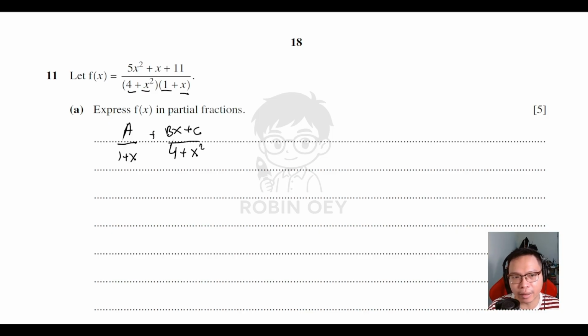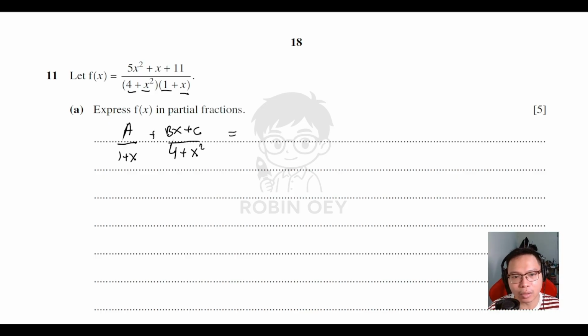So you just subtract 1 from the highest exponent. If it's x squared, minus 1 is 1, so the numerator will contain a term with x. And so on. If it's x cubed, then the numerator will contain x squared. Okay, now back to this.